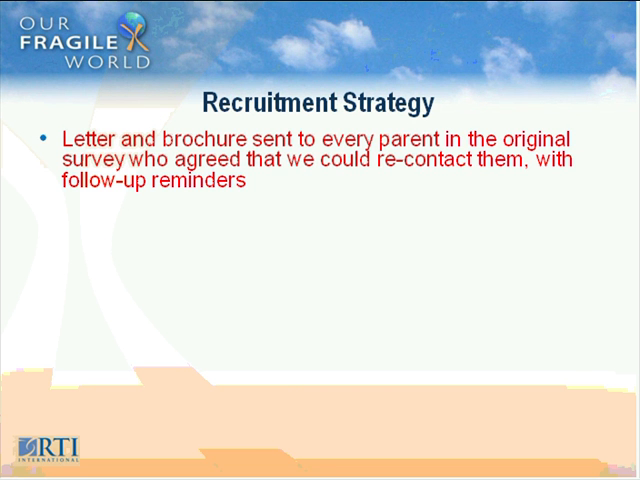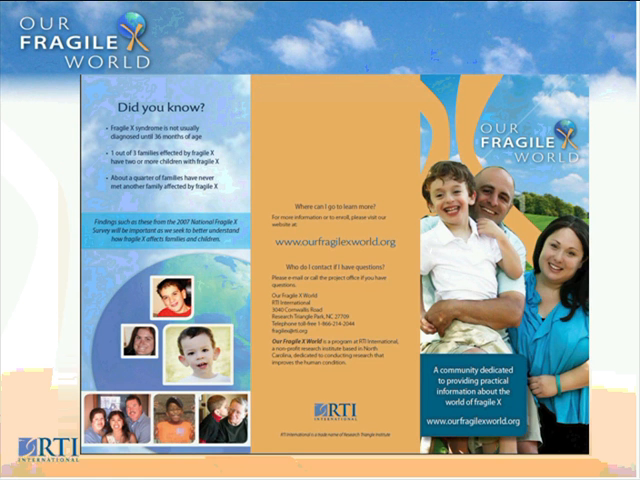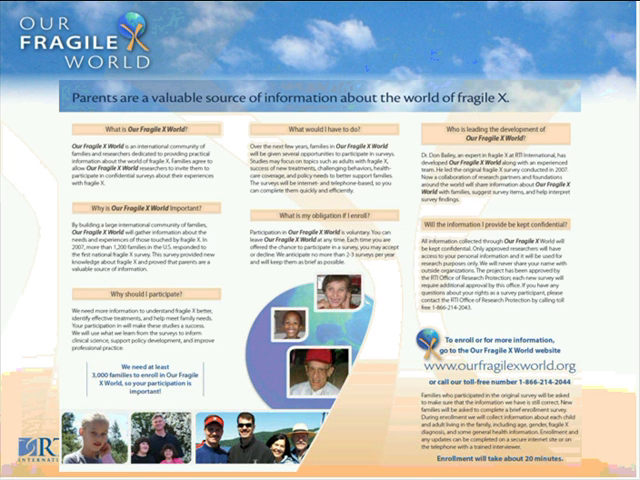So here's the recruitment strategy. We sent a letter and a brochure to every parent in the original survey who agreed that we could contact them, with follow-up reminders. Here's a picture of the brochure. I suspect that those of you on the call already got one of these in the mail. If you didn't, we'll definitely want to send you one. It's a front and back trifold brochure that talks about what our Fragile X World is and provides information like why it is important, why I should participate, what I would have to do, what my obligation is, who's doing it, whether my information will be kept confidential, and finally how to enroll.